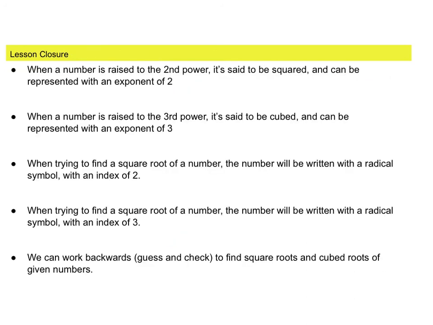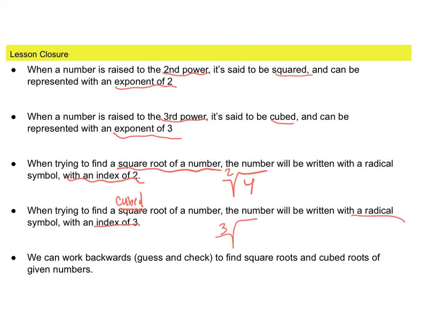All right, to complete our lesson closure, when a number is raised to the second power, it's called squared and can be represented with an exponent of 2. When it's raised to the third power, it's cubed and has an exponent of 3. When we find the square root of a number, the number is written with a radical with an index of 2, or sometimes we just leave it blank, right? We don't have to put that 2 there. When we do find the cubed root of a number, it's written with a radical symbol with an index of 3. Okay? We can work backwards to guess and check to find our square roots and cube roots of given numbers.